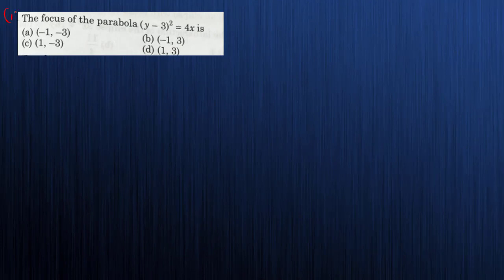First question. The focus of the parabola (y minus 3) whole square is equals to 4x. So the first thing you have to check is whether the given equation is in standard form or not, whether it is a shifted parabola. If you have checked these things, then first you find the vertex of the parabola. एक काम करना है आपको, वर्टेक्स निकालना है और उसके बाद LOR निकालना है, which is the length of latus rectum.